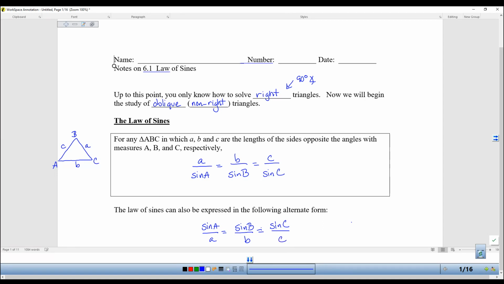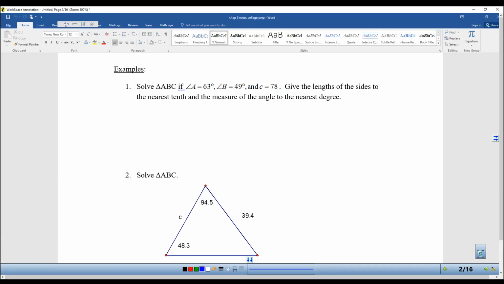So let's do an example. Solve triangle ABC if A is equal to 63 degrees, B is equal to 49 degrees, and the length of side c is 78. It doesn't matter where you put your A, B, and C, but since I wrote them here, I'm going to label this as 63 degrees.